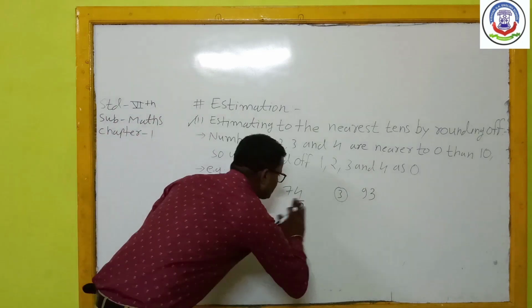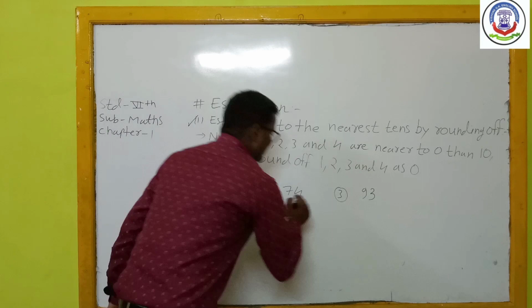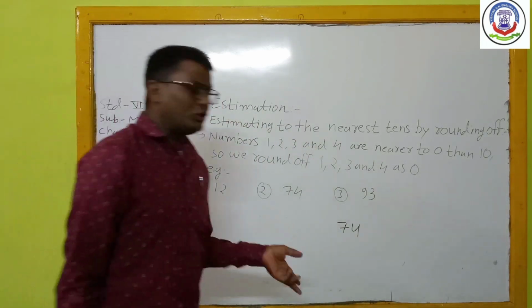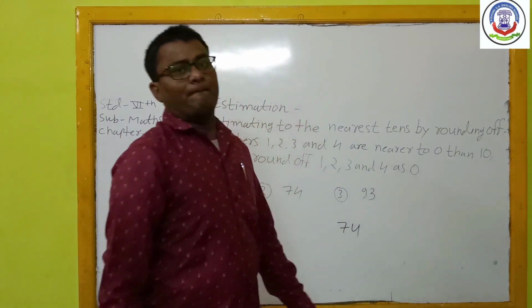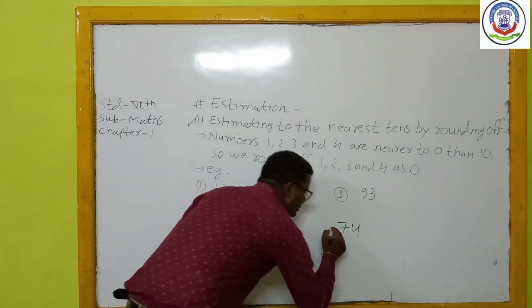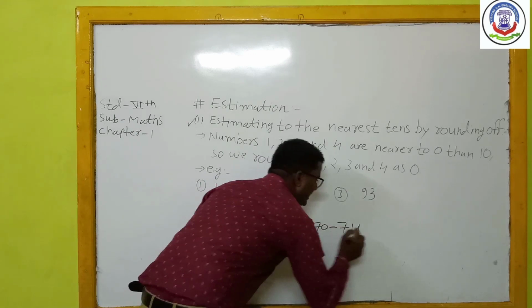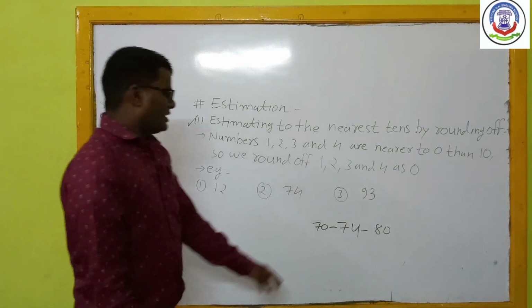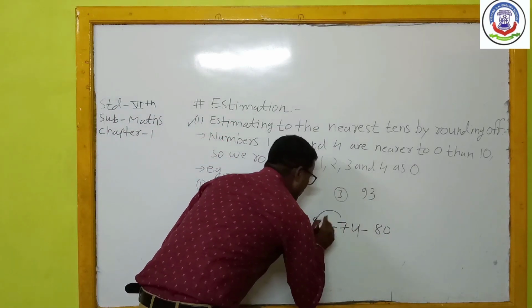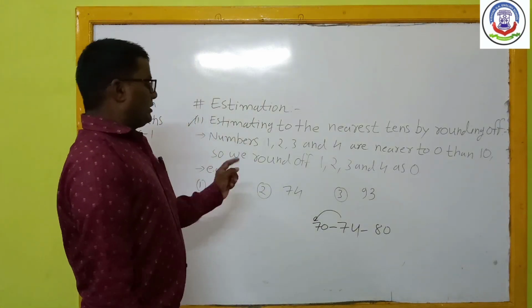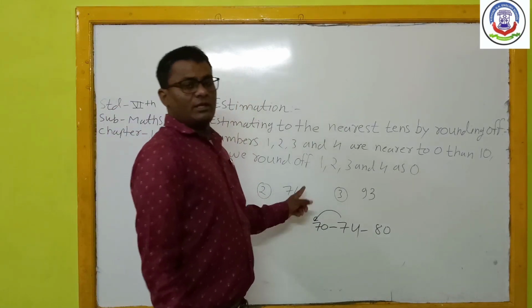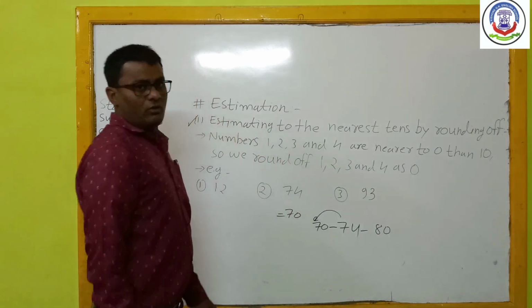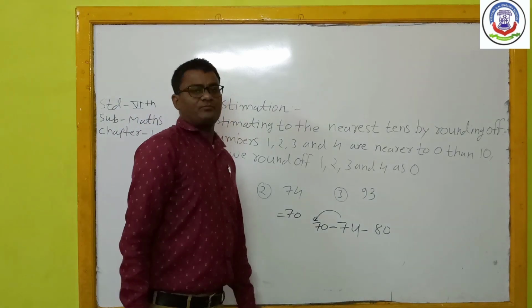Okay students, so now another way, write 74. Now, between which two numbers does it come? You know that it comes between 70 and 80. Now you can clearly see that it is nearer to 70. So I'll round off 74 as 70. Okay, this is the nearest tens value.